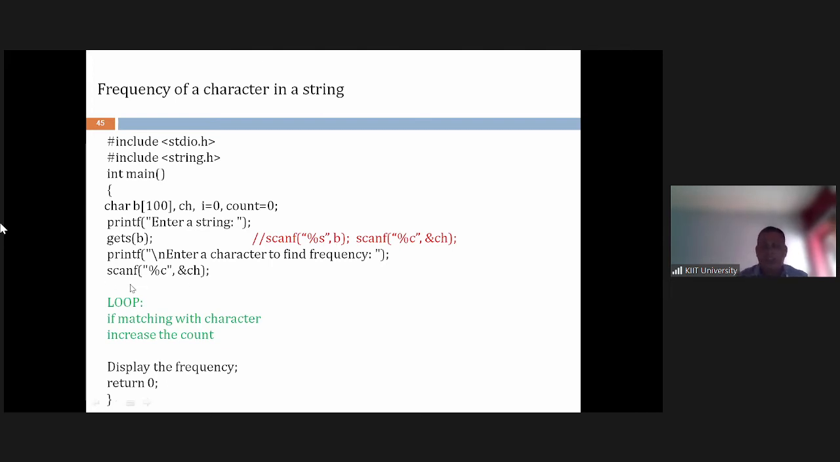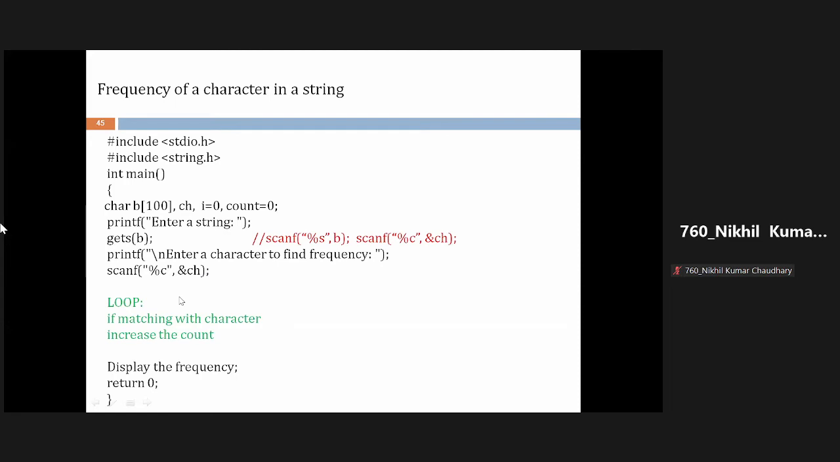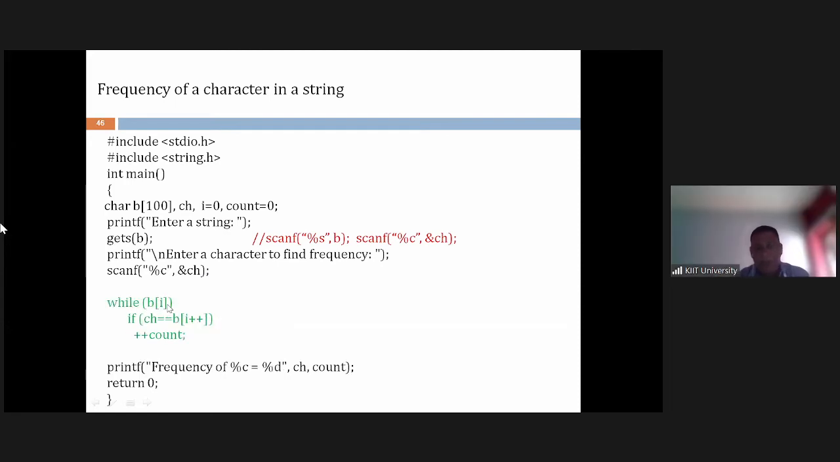Count number of times. Did you understand this or not? Yes, sir. Now my loop will run. I wrote while B[i]. If B[i] is \0, I'll come out of this. If CH is equal to B[i++], if my character is equal to B[i++], I'll increase my count by 1 unit or not?